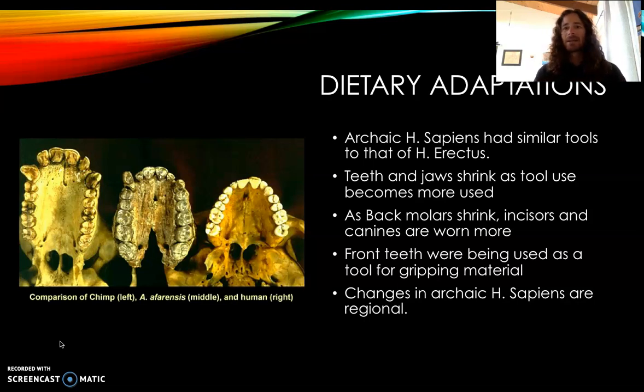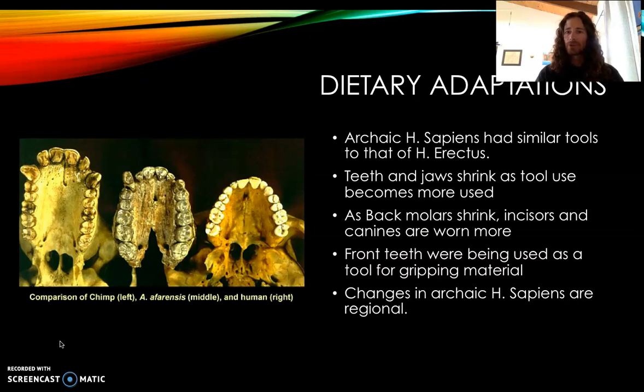In terms of dietary adaptations, archaic Homo sapiens had similar tools to those of Homo erectus. So your large stone tools, hand axes, and those kinds of things. The teeth and jaws essentially shrink with more and more tool use.